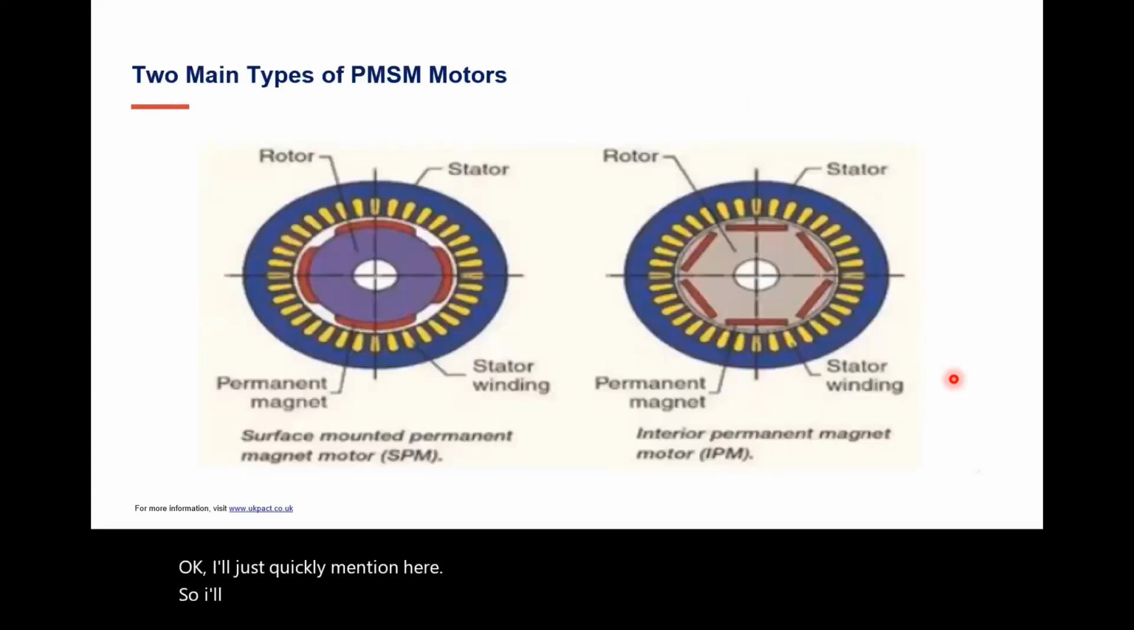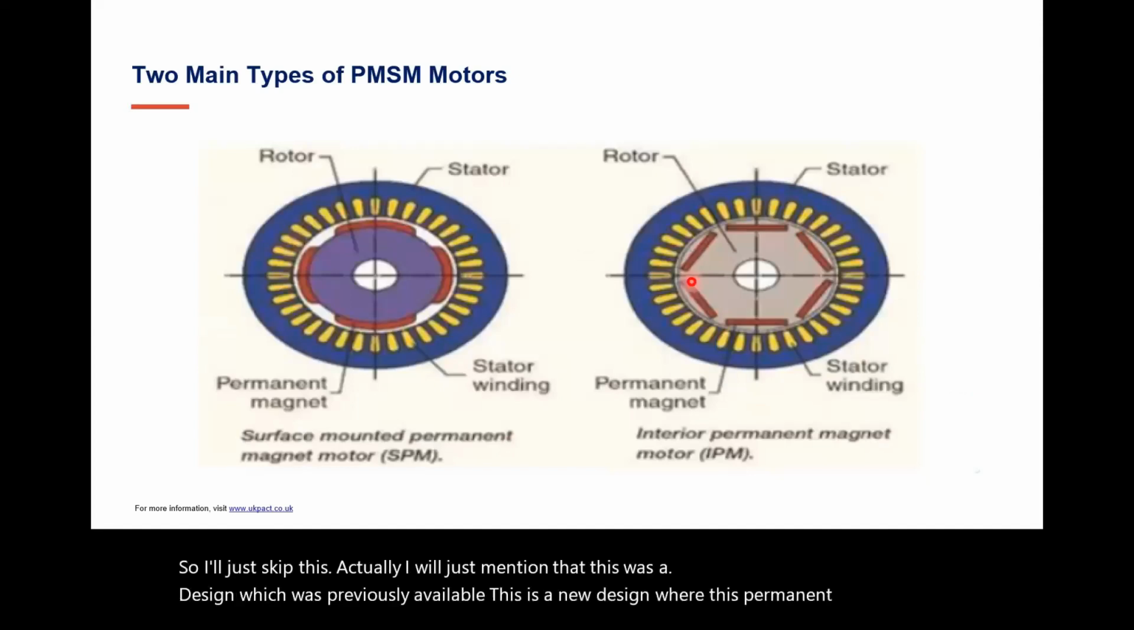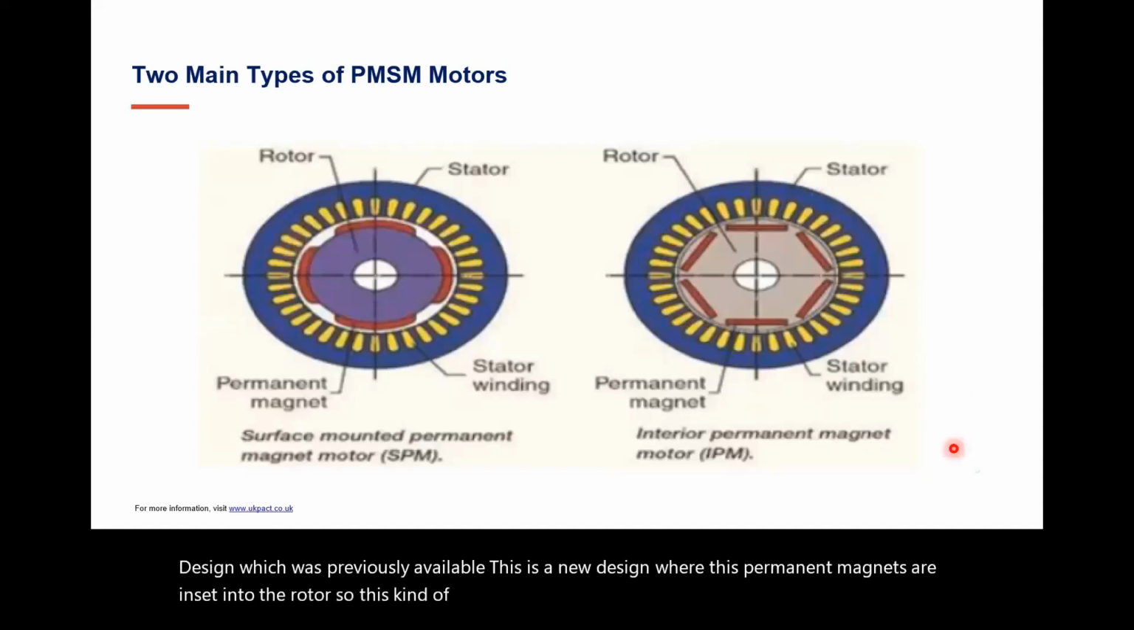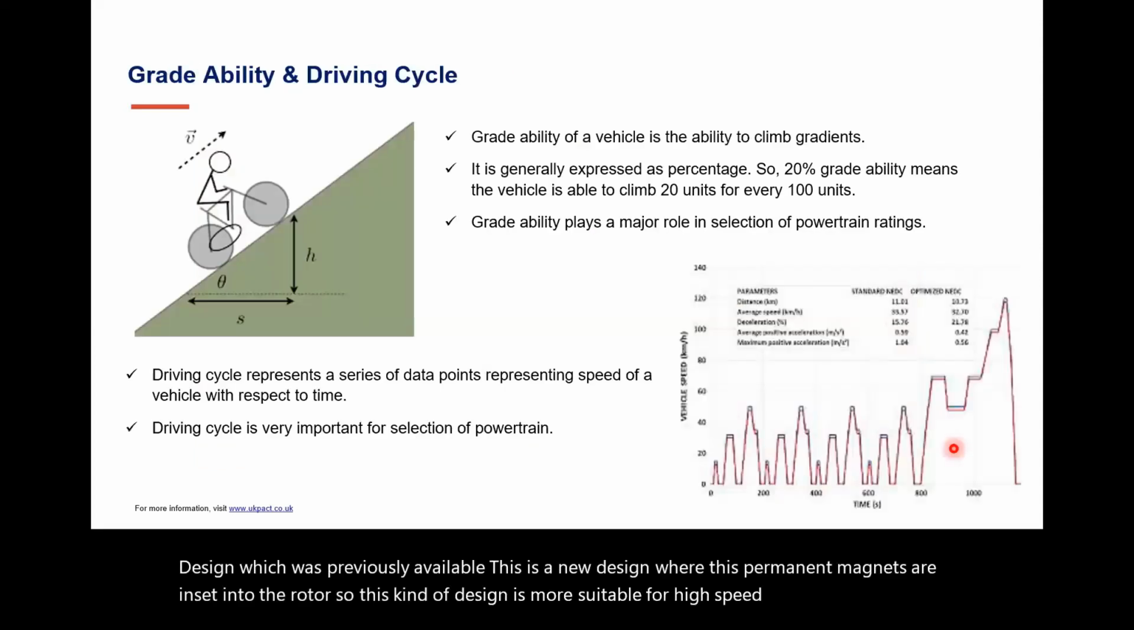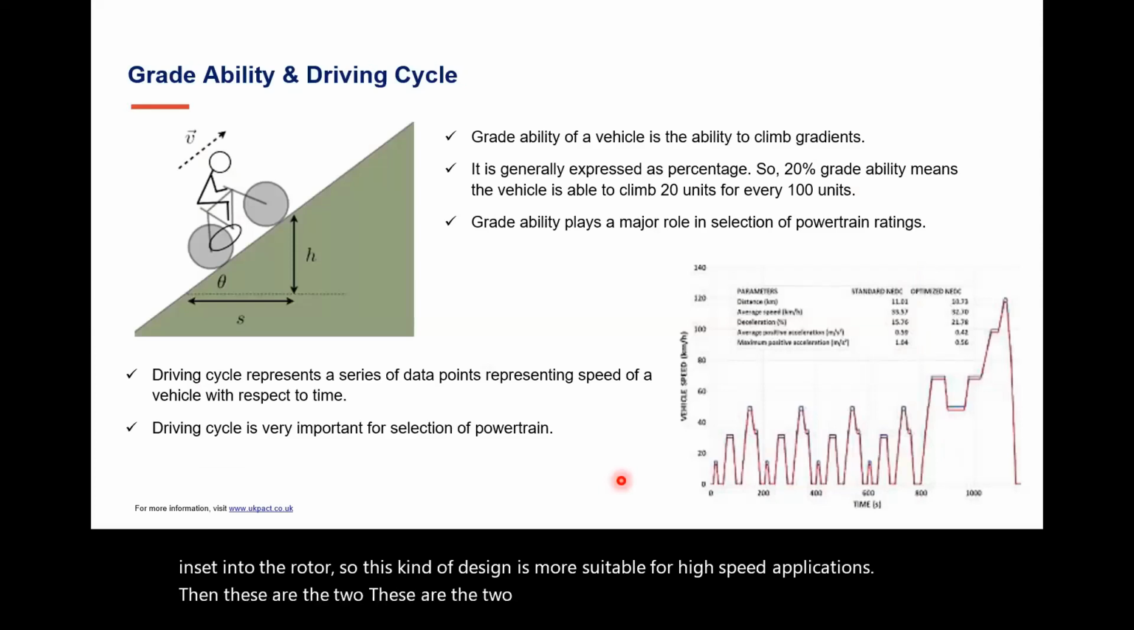Actually, I'll just mention that this was a design which was previously available. This is a new design where these permanent magnets are inset into the rotor. So this kind of design is more suitable for high-speed applications. Then these are the two important parameters on which selection of powertrain components is dependent.